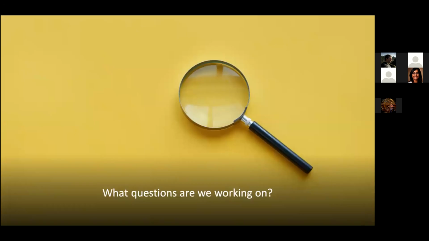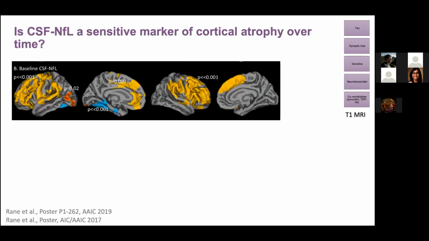So what questions are we working on at the UW ADRC? One question is, what are the other markers for AD? One of the prominent markers that came up was NFL, which is neurofilament light chain. Just like we have amyloid and tau markers in PET, and corresponding CSF markers, we have a CSF marker for NFL. It is a marker associated with large myelinated fibers. And what we wanted to see is, we see all this cortical atrophy. Can we predict this atrophy earlier in time?